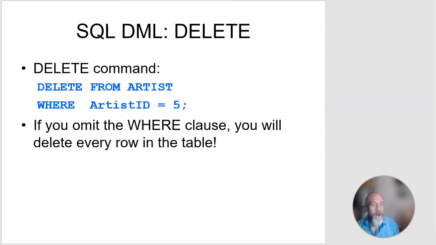It's even more important when you're deleting. Delete from artist. I see people do this all the time. Where did all my data go? Well, you wrote delete from artist without a where clause, so guess what it did? It deleted everything. Delete from artist where the ID is equal to 5 will only delete the one row with that artist ID. Okay, it's a command. It does exactly what you say.